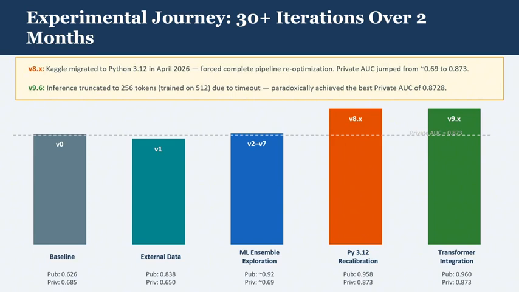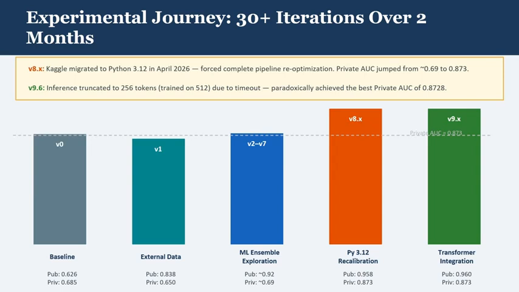Phase 2, V1.0, introduced the DAIGT V2 external dataset. This single change drove the public AUC to 0.838, the largest single gain in the entire project. Phase 3 covers V2 through V7, where we explored multi-channel TF-IDF, handcrafted linguistic features, and various ensemble strategies. Private AUC remained around 0.69.